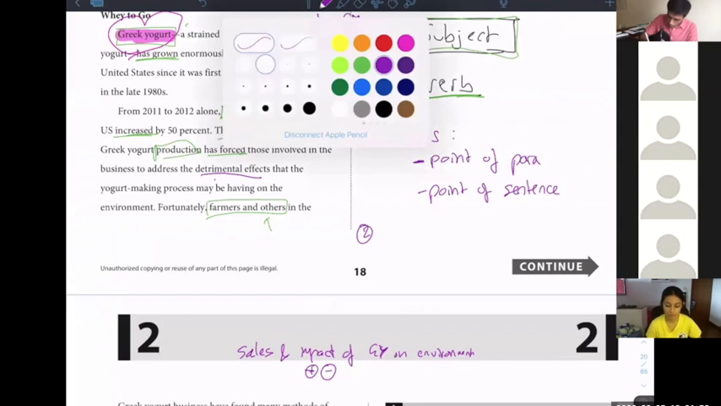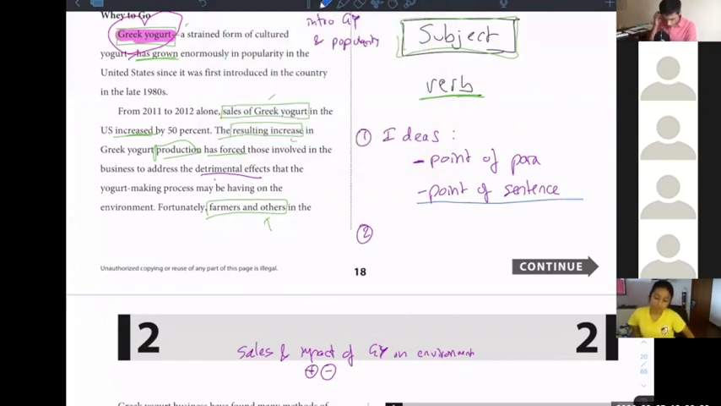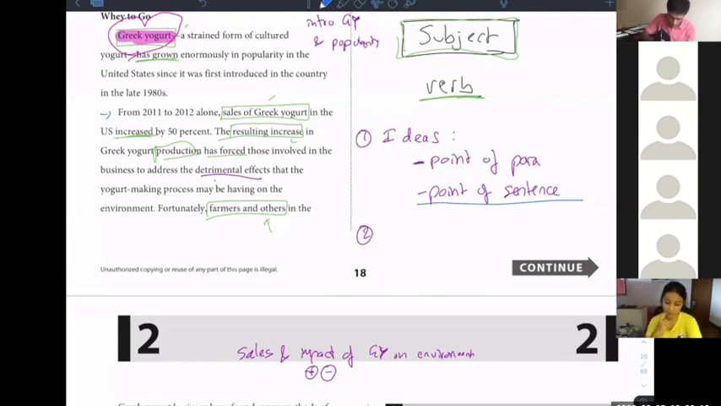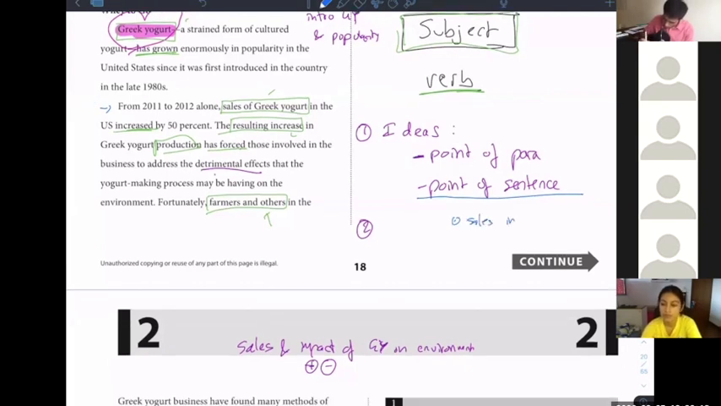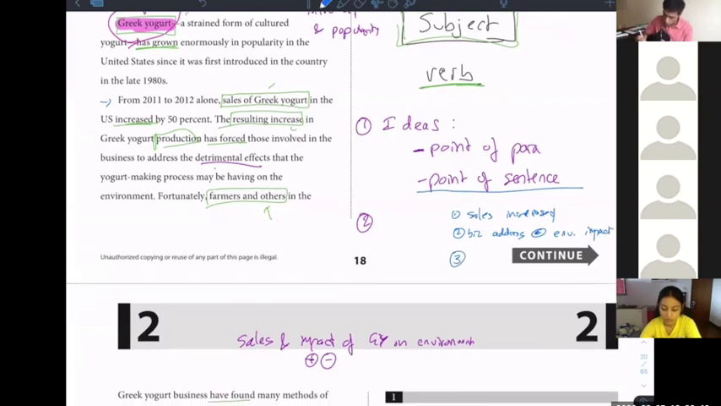Now let's do point of sentence. If we start from here, let's read this. From 2011 to 2012 alone, sales of Greek yogurt in the US increased by 50%. So the point of this sentence is, or actually let me write this down next to it. One is sales increased. Second sentence: the resulting increase in Greek yogurt production has forced those involved in the business to address the detrimental effects that the yogurt making process may have on the environment. So biz address negative environmental impact. That's the point of number 2. And you can write this in your own words. Yours obviously will not be the same as mine.